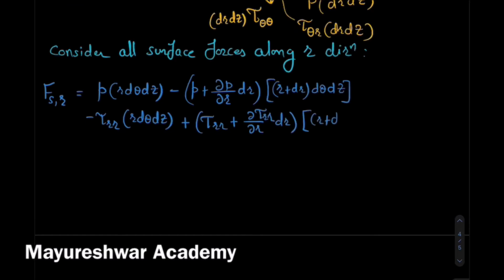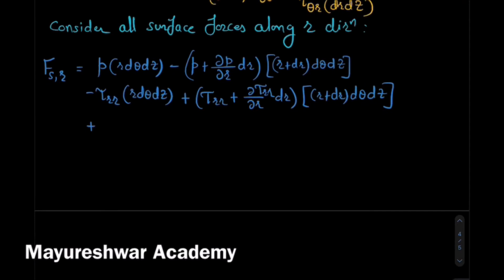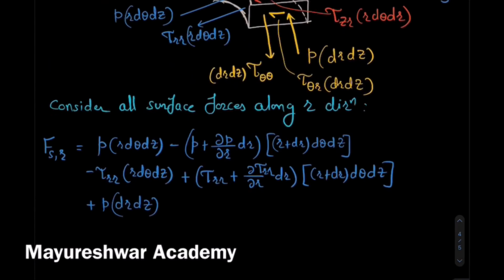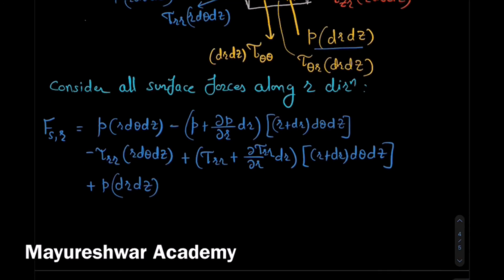So since the first component is along negative r direction, that's why, and the second component is along positive r direction. So plus, these are pressure components along theta planes, so they need to be resolved. So P dr dz, and this is a basically direction, so we need to resolve them along r direction.